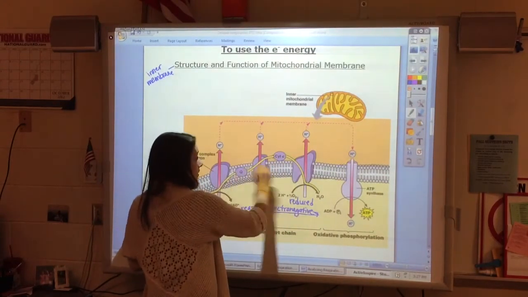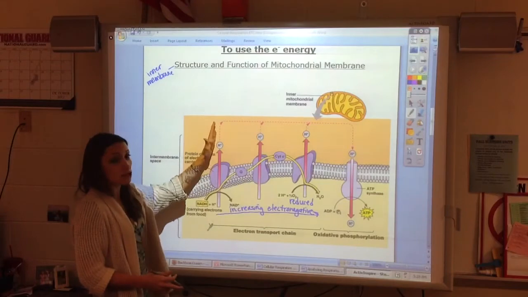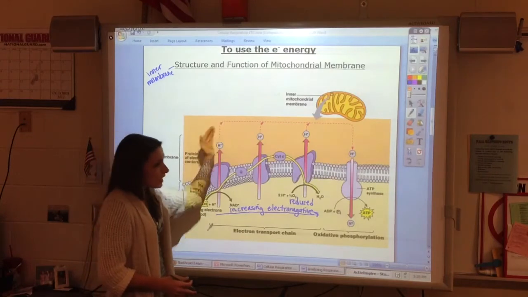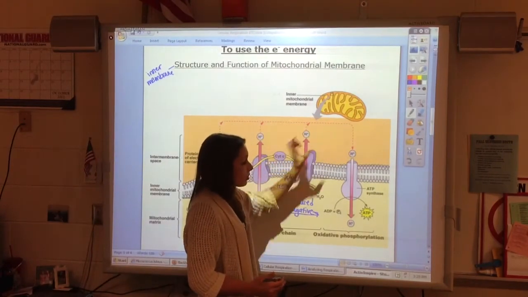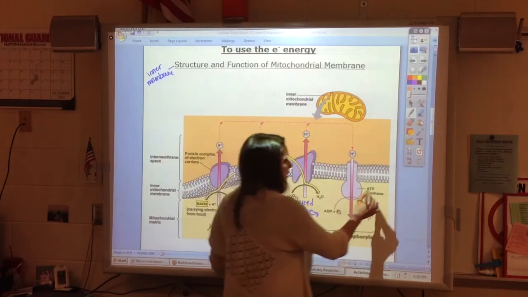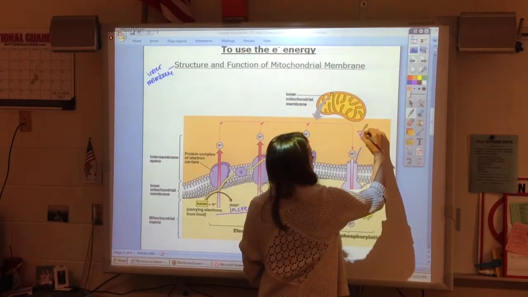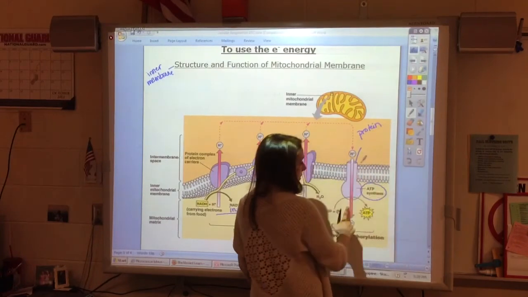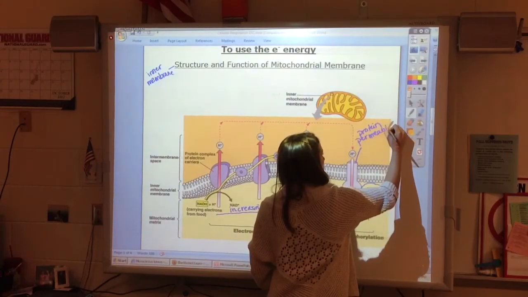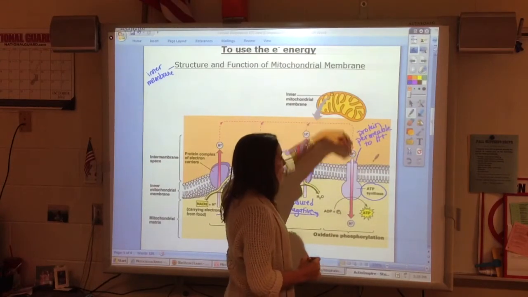So the electron transport chain itself is all about using the energy to pump hydrogen ions out, creating that electrochemical gradient. Once I have the electrochemical gradient, there is actually only one place that is permeable to hydrogen ions in the mitochondria. ATP synthase is going to be a protein transmembrane across the membrane that is permeable to H+ ions.